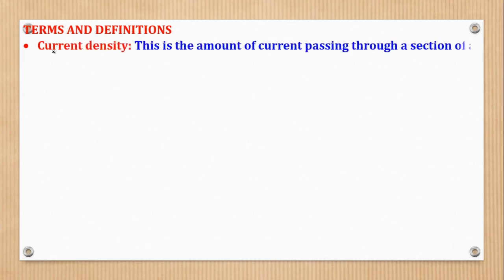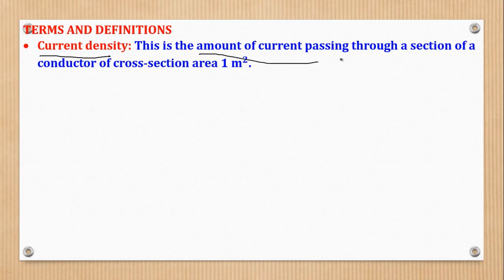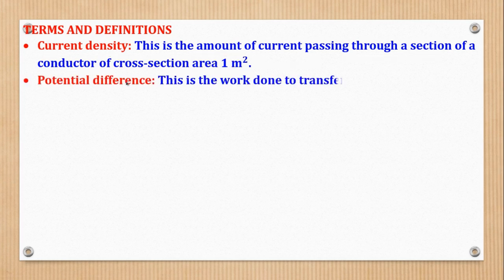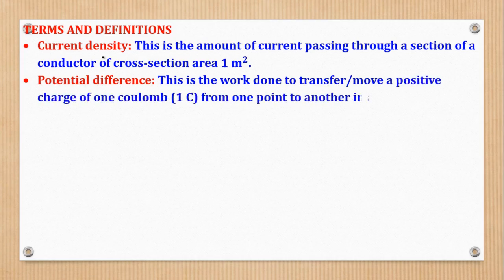There are some terms which will be frequently used in this video and the preceding videos under electricity. We shall look at some of them. One is current density. Current density is the amount of current passing through a section of a conductor of cross-section area 1 meter squared. So the cross-section area must be 1 meter squared. We shall see how to derive this current density and how to calculate it in the next slide.